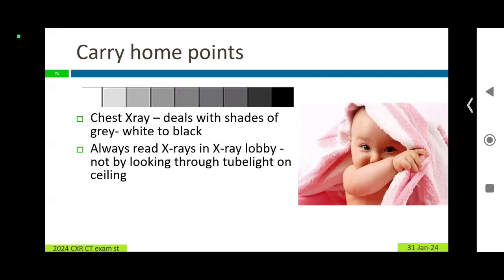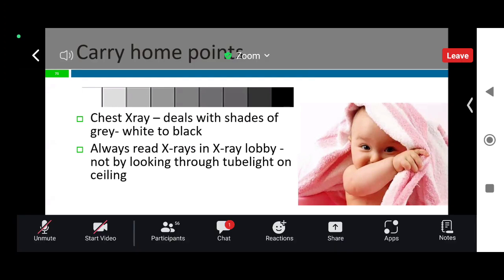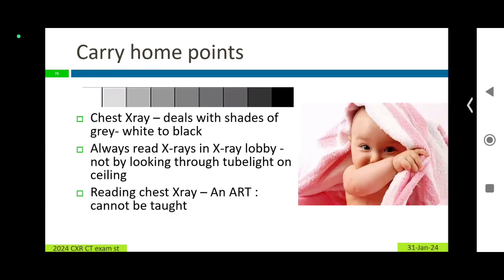If it is going to be very easy, white and black, it is very easy for us to decipher. But most of the time it is shades of gray. Always read the X-ray in an X-ray lobby. Never look at it casually. Look at the X-ray through a tube light and try to interpret what the shadows are. Okay? Reading a chest X-ray is an art. It cannot be taught. So, if I say I've taught you X-ray, definitely not. You will start reading it once during your PG time, and after your PG, once you become a consultant, you keep on learning through your X-ray. Okay?